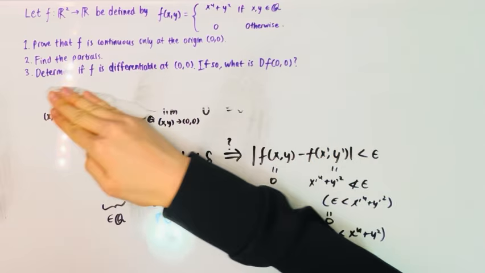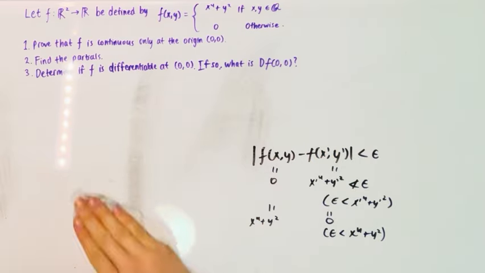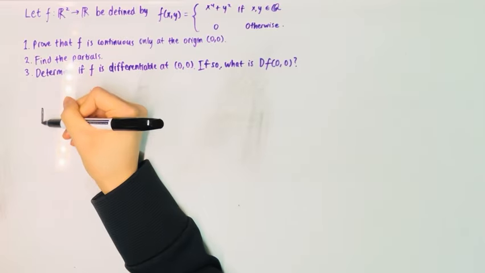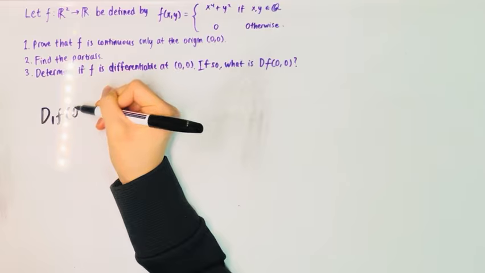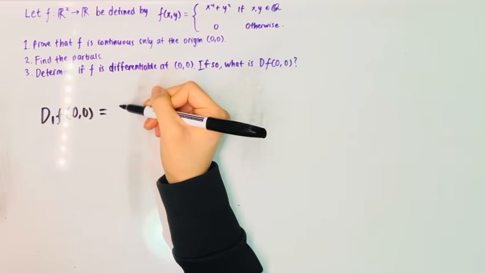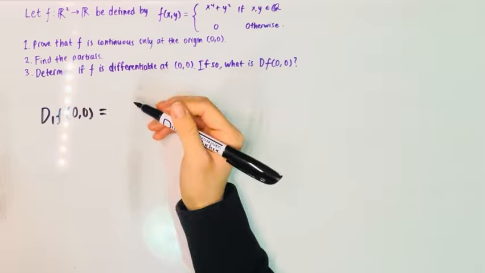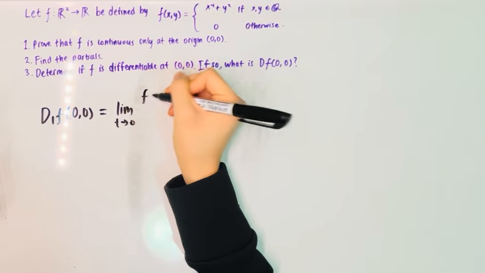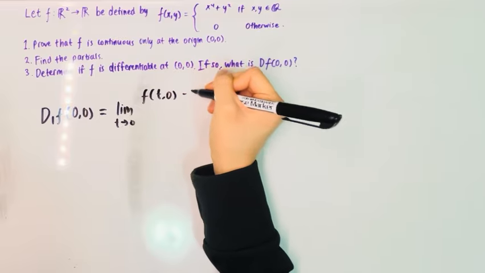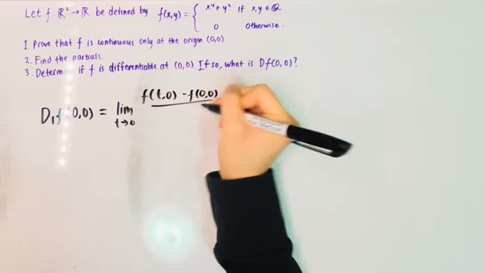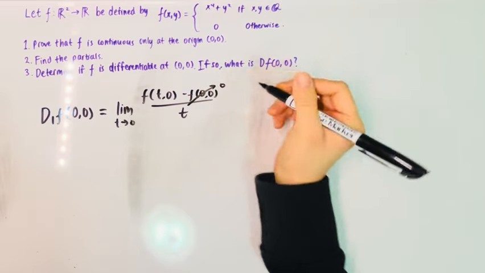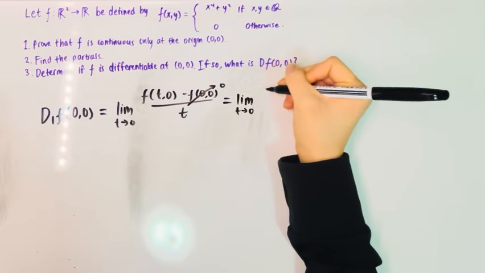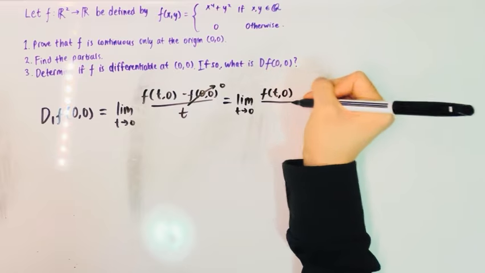All right, now let's find the partials. By the way, this should be: find the partials at the origin. Using the formula for partial derivatives, D₁f(0, 0) is equal to the limit as t goes to 0 of f(t, 0) − f(0, 0) over t. That goes to 0, so we're really just trying to find the limit as t goes to 0 of f(t, 0) over t.